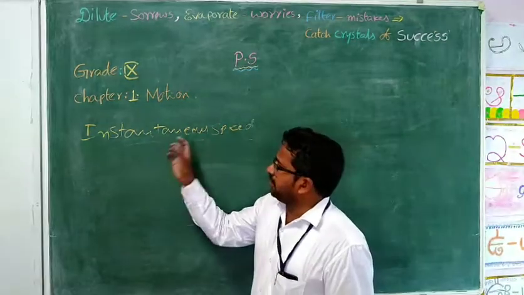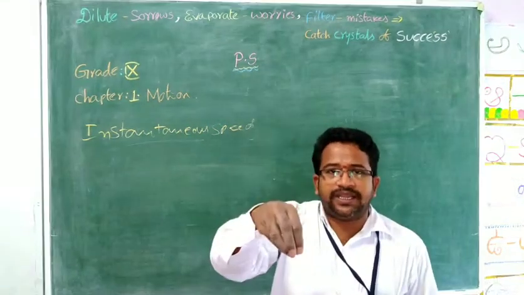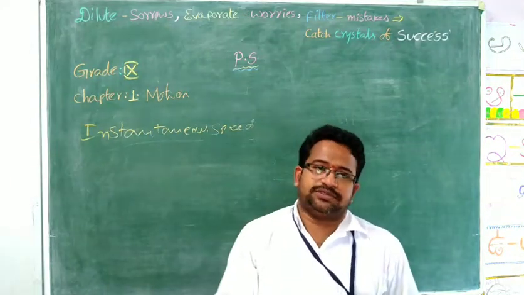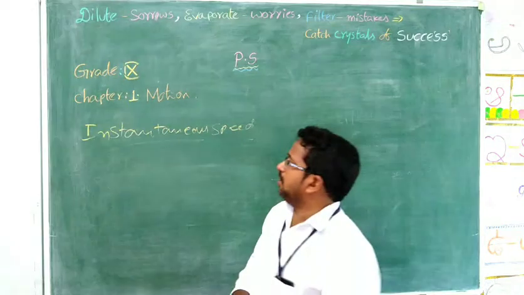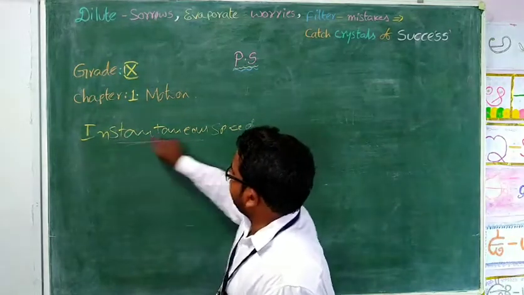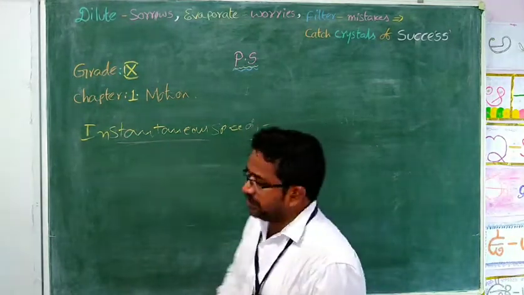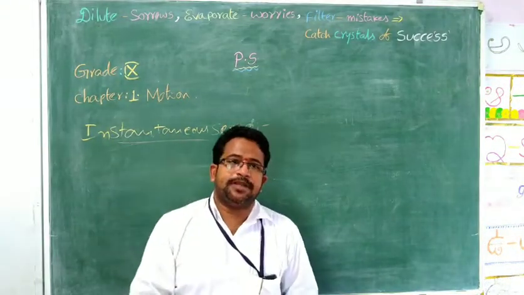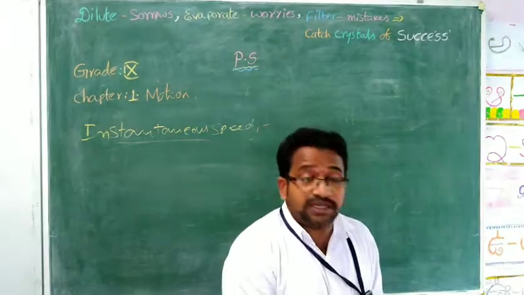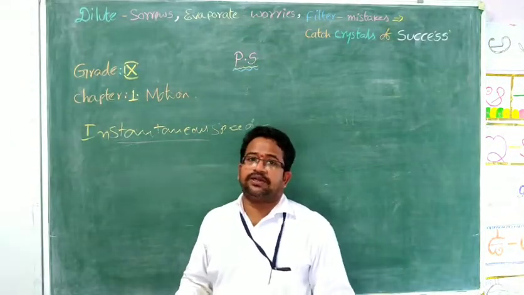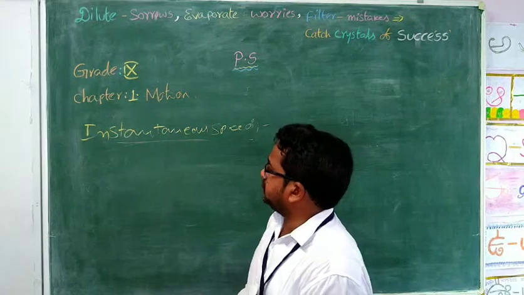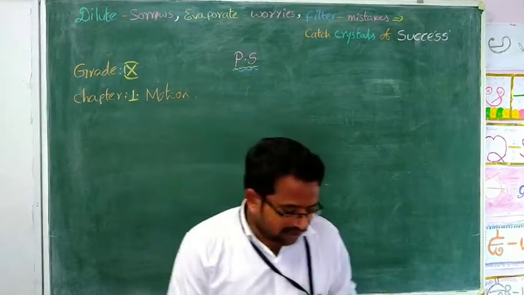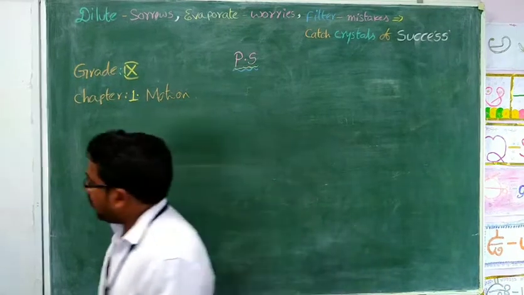So instantaneous speed means the speed of the object at the point of time. If you want to identify this instantaneous speed, you know, speedometers are there on the vehicles. The speedometers will give the instantaneous speed of the particular vehicle or object. That's about that. Now, we will go for another important concept called acceleration.